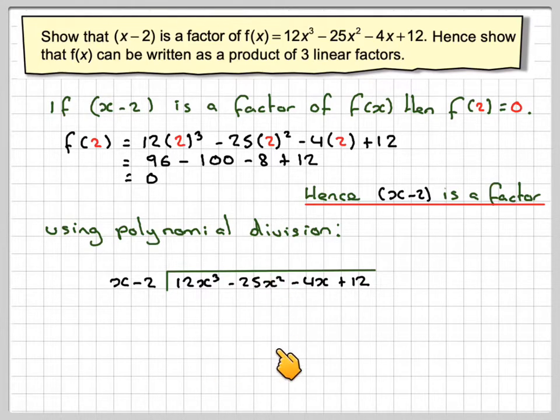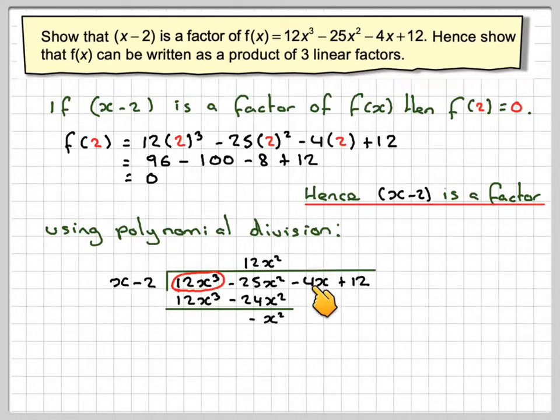You should make sure before you do this that you lay it out properly and leave plenty of space. So the first thing we're going to do is 12x cubed divided by x, which gives me 12x squared, and then we do 12x squared times x, which gives me 12x cubed, 12x squared times minus 2, which gives me minus 24x squared. Do a subtraction, nothing from here. Minus 25 minus minus 24 gives me minus x squared. And now we bring down the minus 4x.